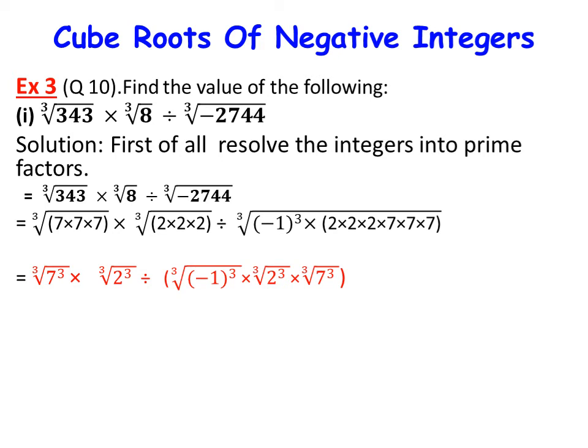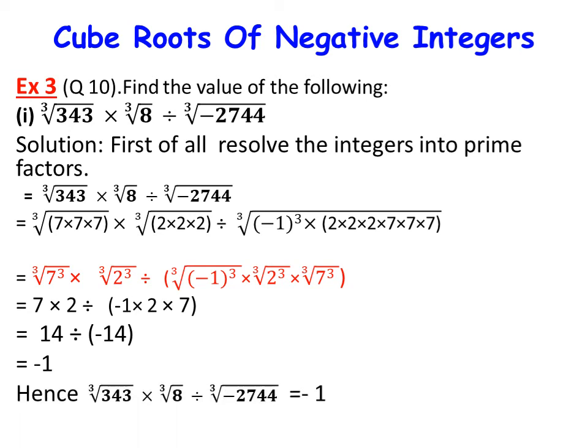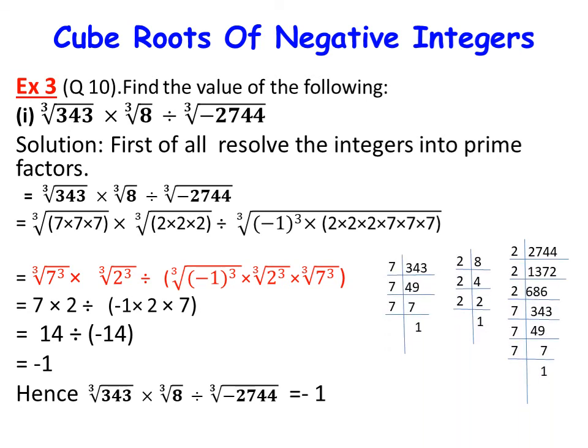We will separate them, and then cube root of 2 and cube root of 7. So cube and cube roots are reciprocals of each other, so they will cancel out each other, and you will get 7 multiplied by 2 divided by minus 1 multiplied by 2 multiplied by 7, and we will get 14 divided by minus 14, and our answer is minus 1. Hence the value which you got is minus 1.